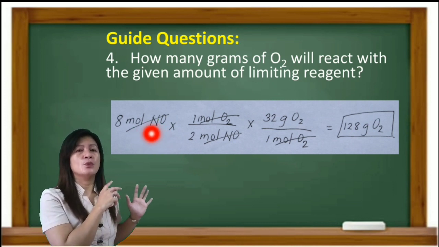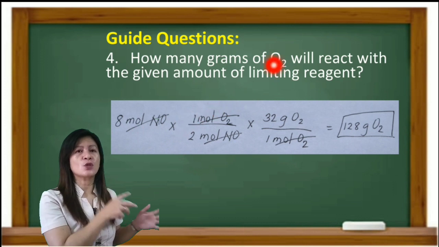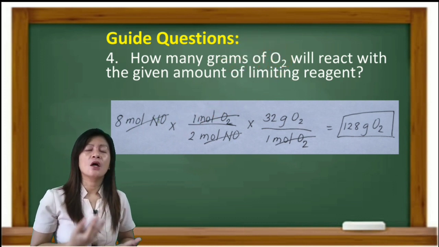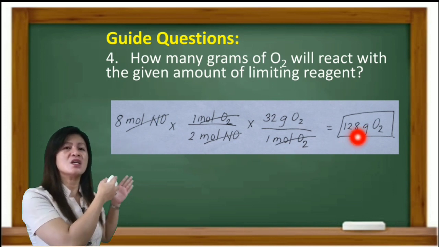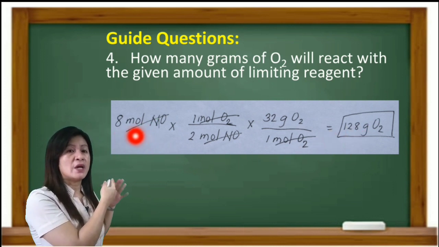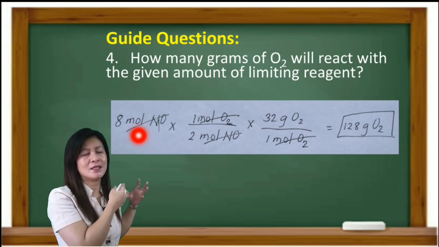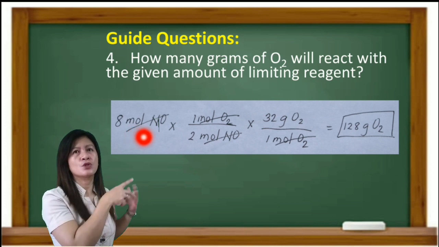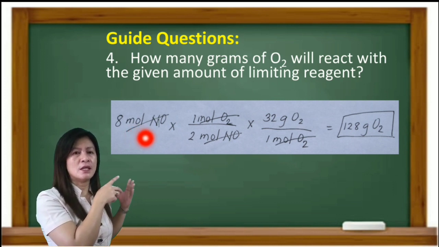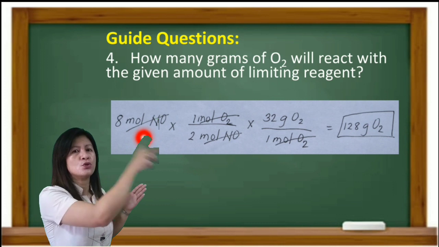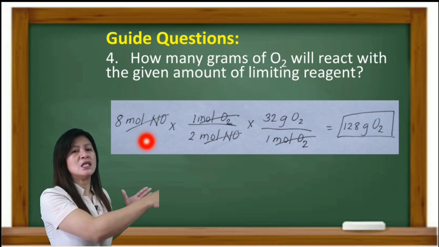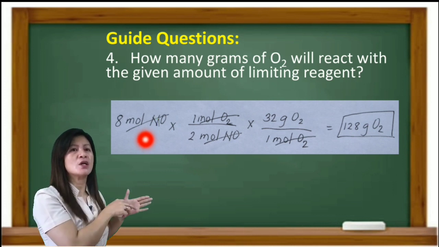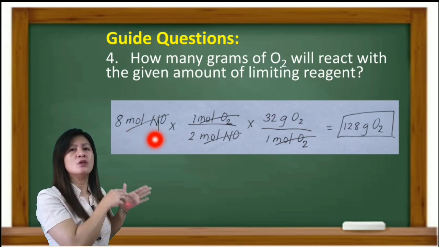To determine the grams of oxygen to react with 8 moles of nitrogen monoxide, we will be needing to do another mole to gram calculation. So we start with the given amount of the limiting reagent. Again, that is what limits the amount of product, and that is also our initial substance necessary in this calculation, because we need to determine the amount of oxygen needed to react with that amount of limiting reagent. So we start with the amount of the limiting reagent, which is 8 moles of nitrogen monoxide.